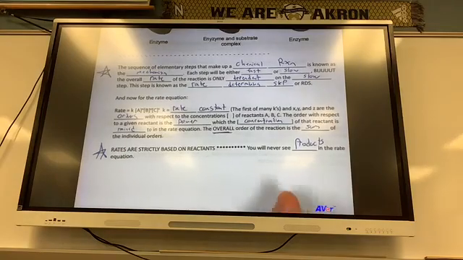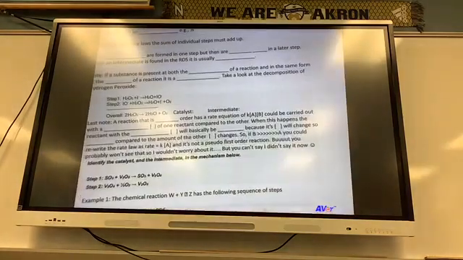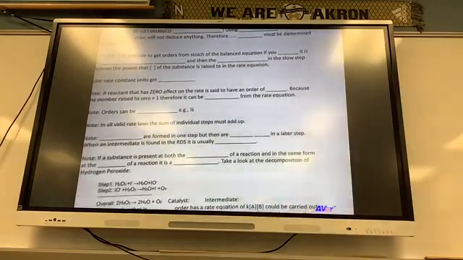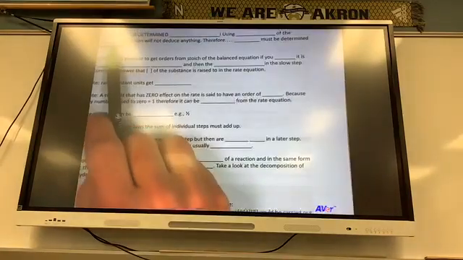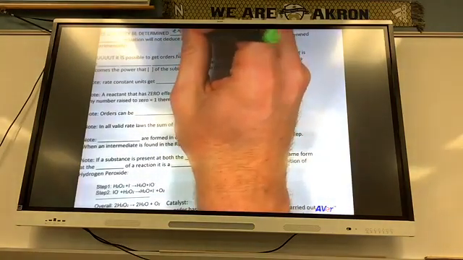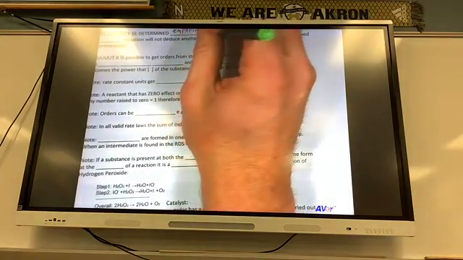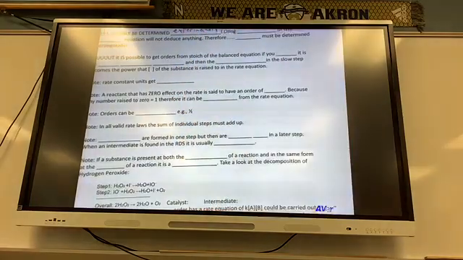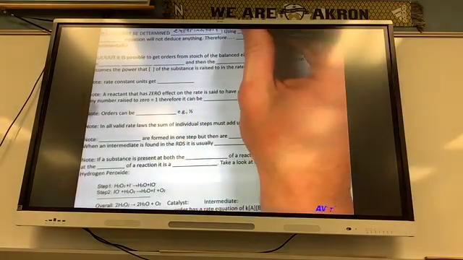Oh no. There's a lot of blanks. So, imagine if you had to write all this, though. Rates can only be determined experimentally. I don't know why that's such a long word to write. Experimentally. Using coefficients.